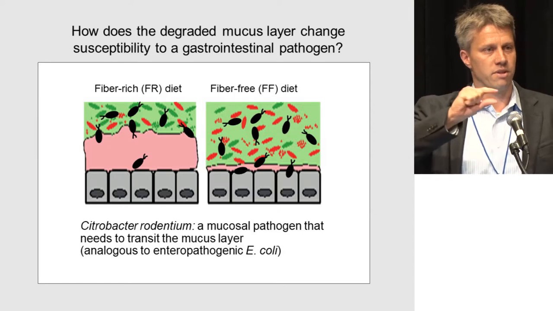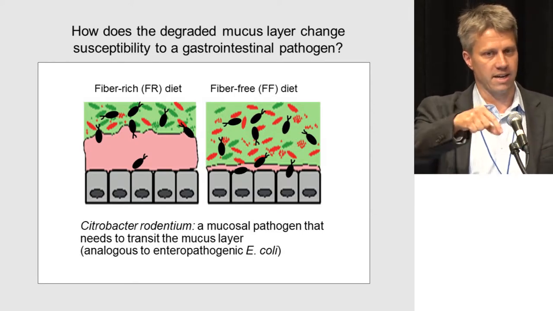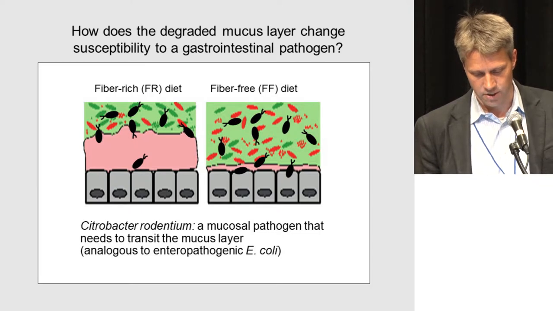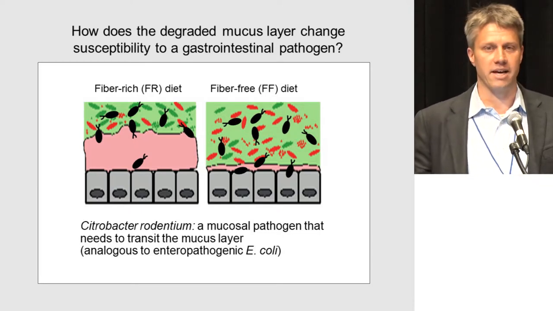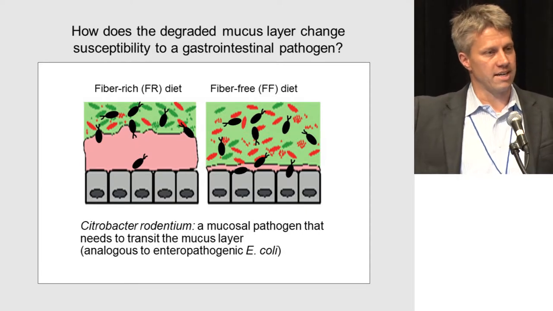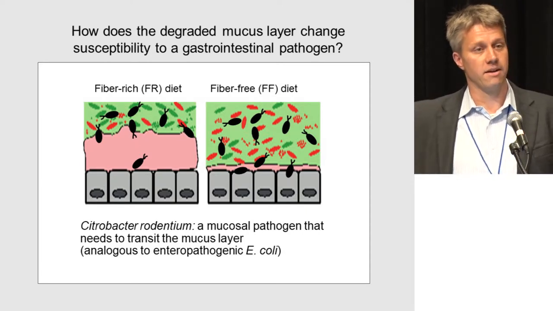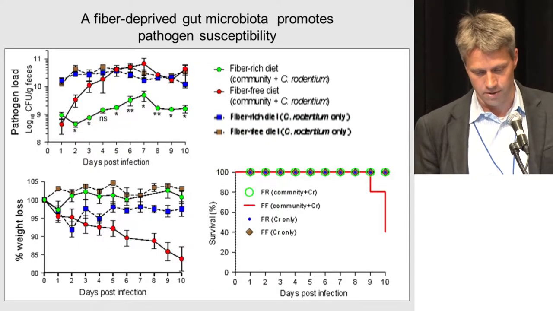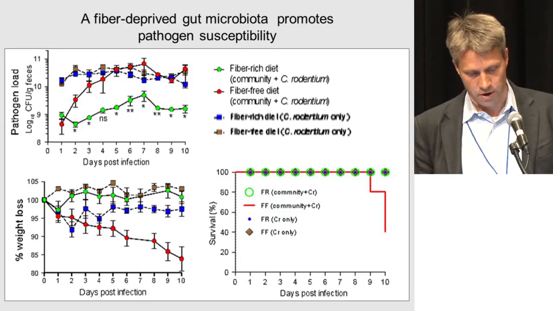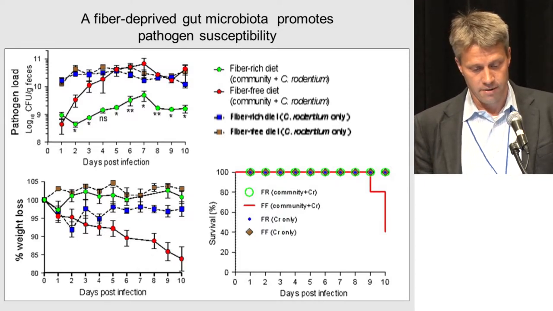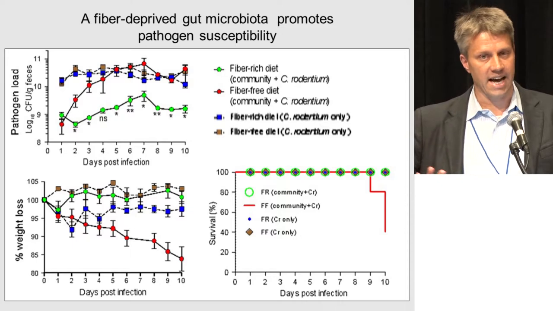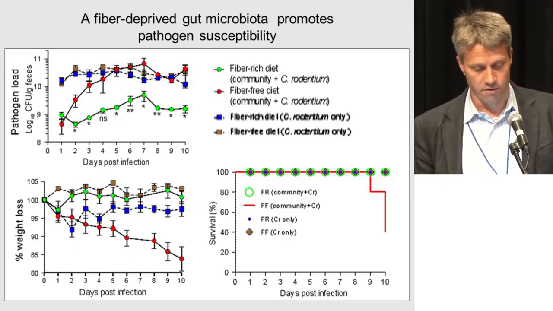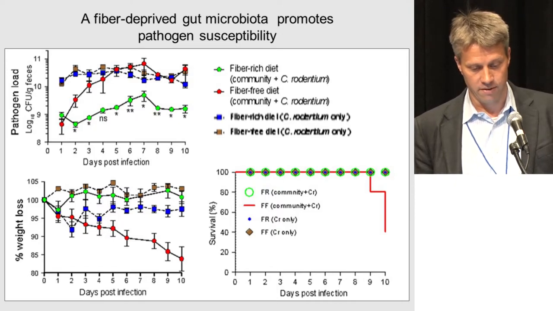Its niche is to live at the epithelial layer. So it needs to get through the mucus in the colon in order to get to its preferred docking site, which is close contact with epithelial cells. And we reasoned that in a low-fiber, thin-mucus, dietary-induced state, the low-fiber mice would be more susceptible to that pathogen. And that indeed turns out to be true. So this is pathogen burden in this graph on the upper left. The green curve is the pathogen burden in high-fiber mice versus mice with the exact same microbiota, those same 14 species, on a low-fiber diet. And you can see that the pathogen explodes in abundance much more rapidly, achieving significance.